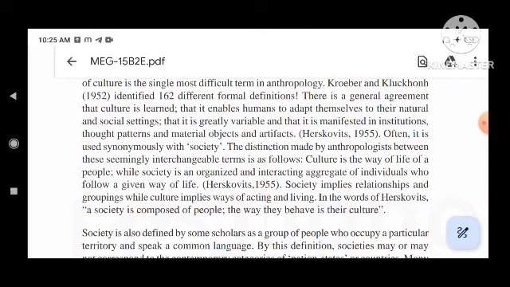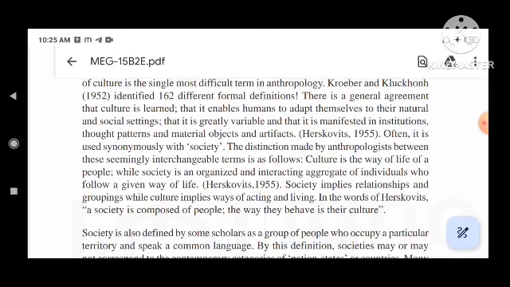Then Herskovits (1955): often culture is used synonymously with society. The distinction made by anthropologists between these seemingly interchangeable terms is as follows. Culture is the way of life of a people, whereas society is an organized and interacting aggregate of individuals who follow a given way of life.